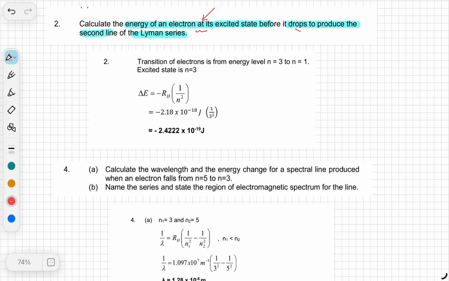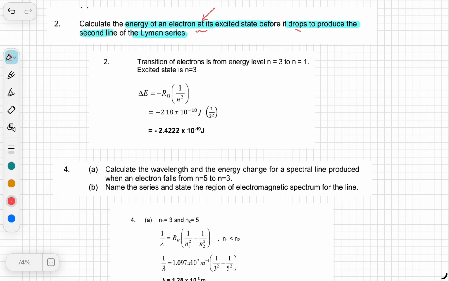So there we know that the excited state is N equals to 3, and since we are calculating energy of an electron at its excited state, we have to use this equation, substitute correctly, and the final answer over here, you can give it in 2 decimal place.